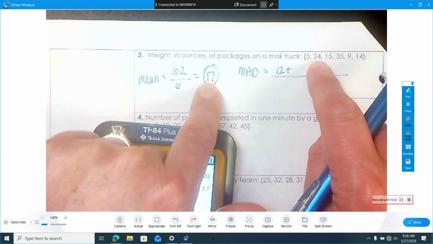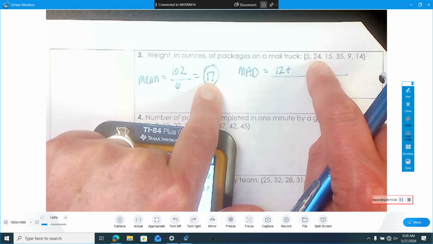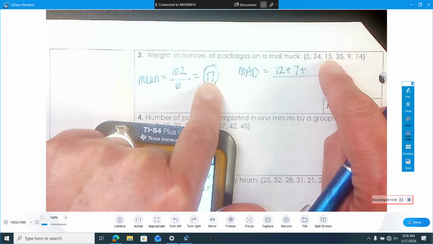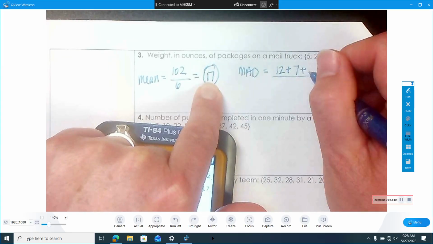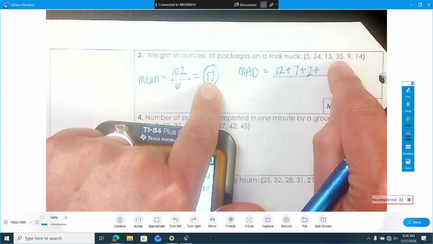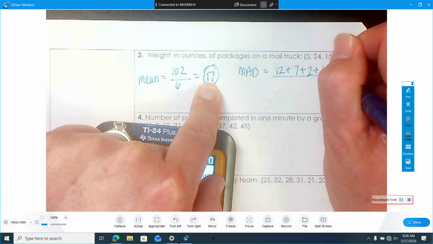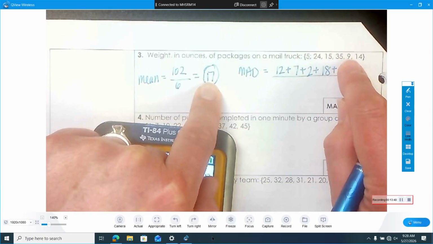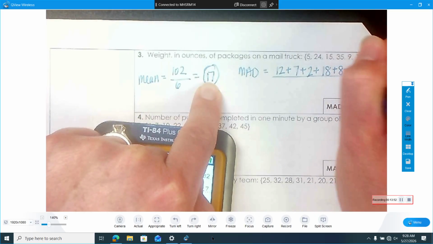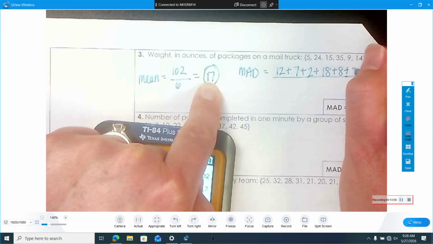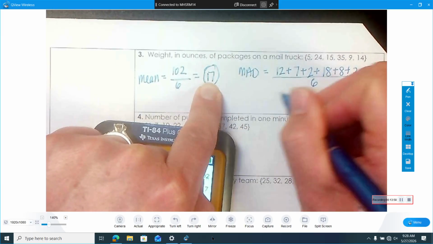What's the distance between 17 and 24? 7. Very good. And the distance between 17 and 15? 2. Oh, 17 and 35? 18. Very good. The distance between 17 and 9? 8. Very good. And the distance between 17 and 14? 3. Very good. Again, that's going to be divided by 6.